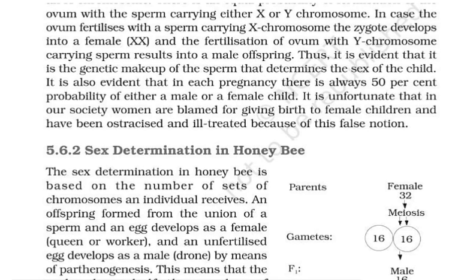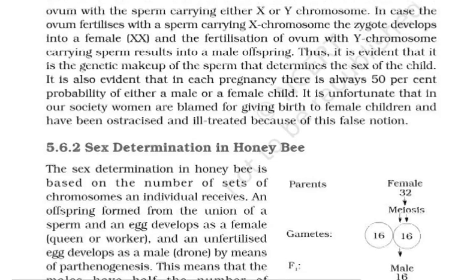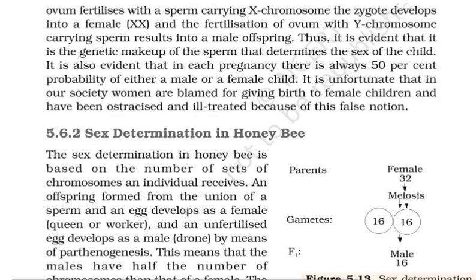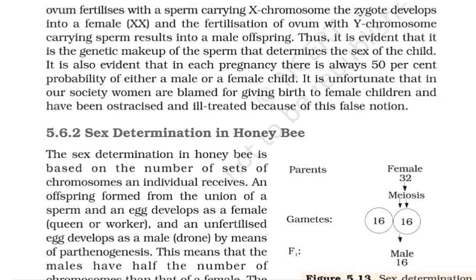Clear? During spermatogenesis among males, two types of gametes are produced. That is, 50% of the total sperm produced carry the X chromosome and the rest 50% carry the Y chromosome, besides the autosomes. Females, however, produce only one type of ovum with an X chromosome. There is an equal probability of fertilization of the ovum with the sperm carrying either X or Y chromosome.